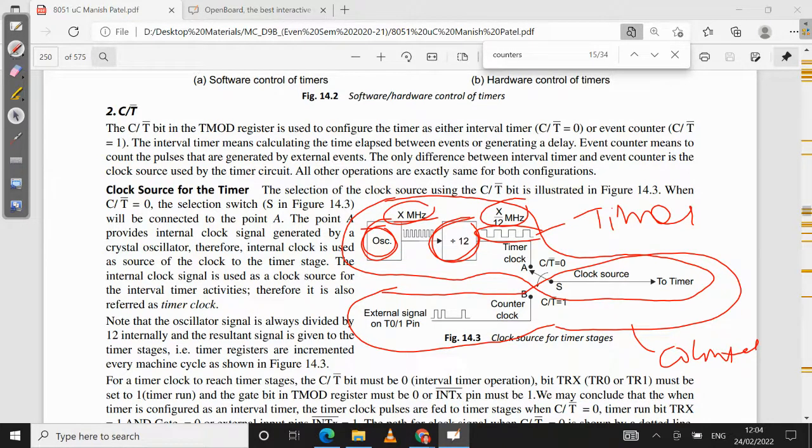So this clock will be used for carrying out the internal operations of 8051, या फिर this clock can be given as an output. तो can you see here, यहाँ पे एक स्विच है, ये कभी ऊपर जाता है ए के पास, ये कभी जाता है नीचे बी के पास.